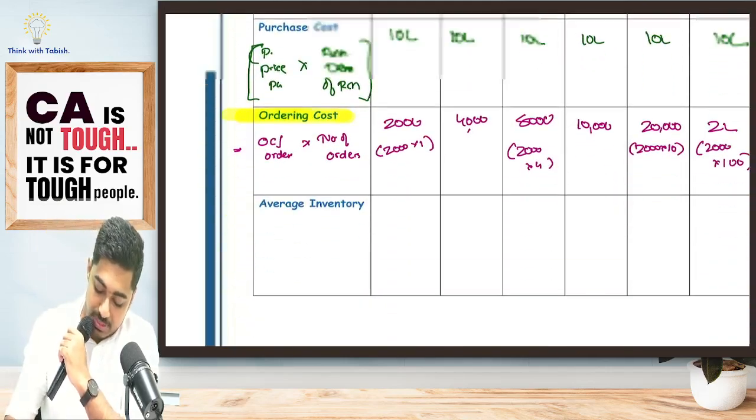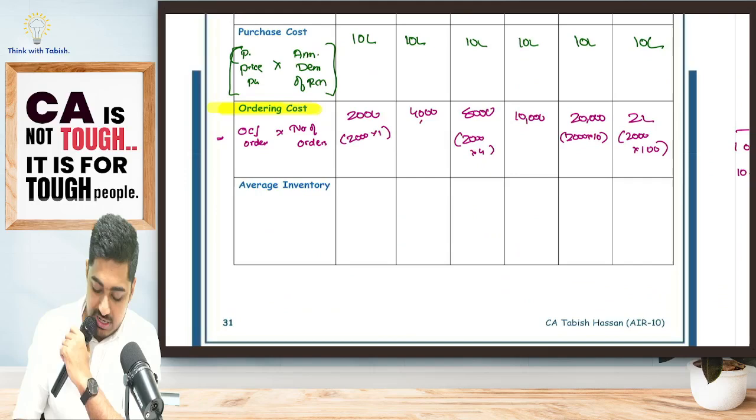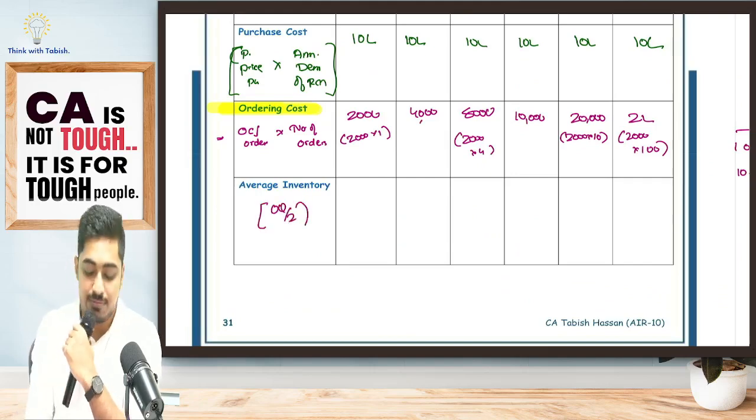What is my cost? Now let me calculate average inventory. What is the formula of average inventory? Ordering quantity divided by 2. Get the feel.